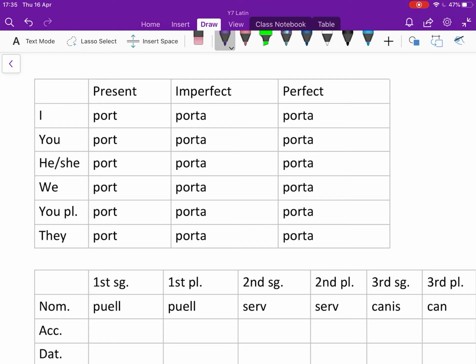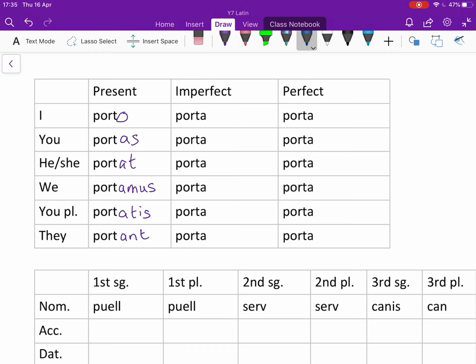So present tense, we start with porto, portas, portat, portamus, portatis, portant. So those really important endings: o, s, t, mus, tis, nt.